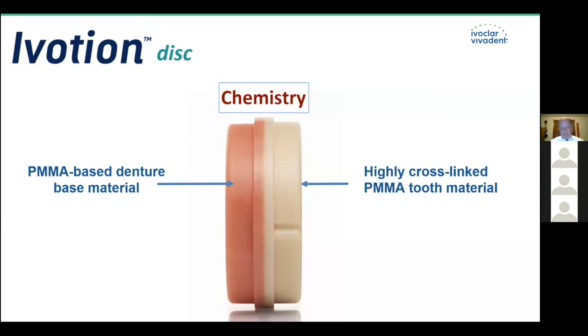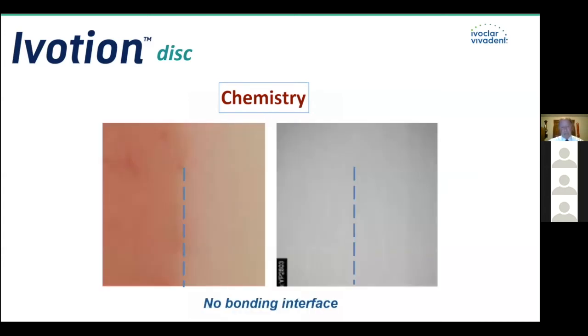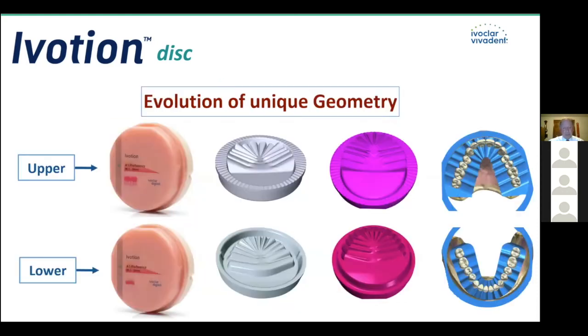First of all, the way these are put together, because they're not put together, they're processed together, meaning that when you look at the chemistry of this and you blow it up, there is no interface. This is a homogeneous, 100% solid piece of material. The colors are different, but they are processed together. So the physical chemistry of this is that of a monolithic material.